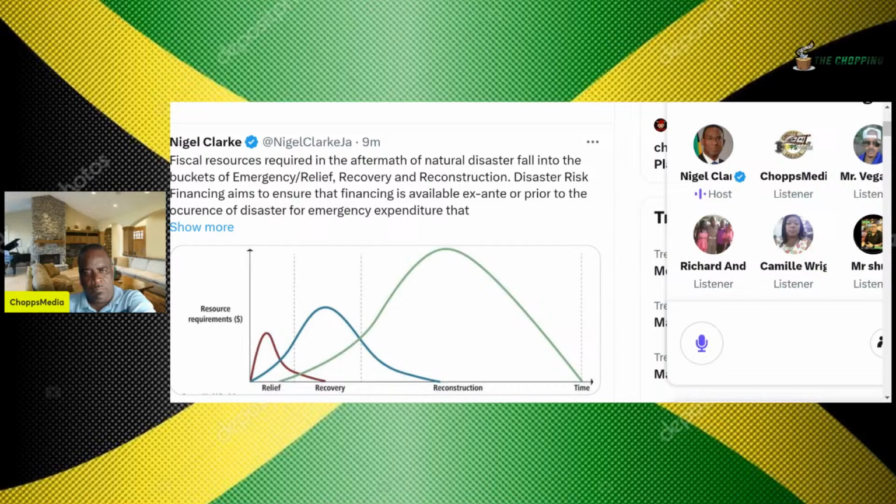But you're not going to be able to finance all of your relief and recovery. And that first tweet should really say relief and recovery. You're not going to finance all your relief and recovery from non-debt resources. That's not going to be feasible or possible with the kinds of natural disasters that Jamaica is exposed to. However, you don't want to be in a position where you're scrambling to get those lines of credit after the event.